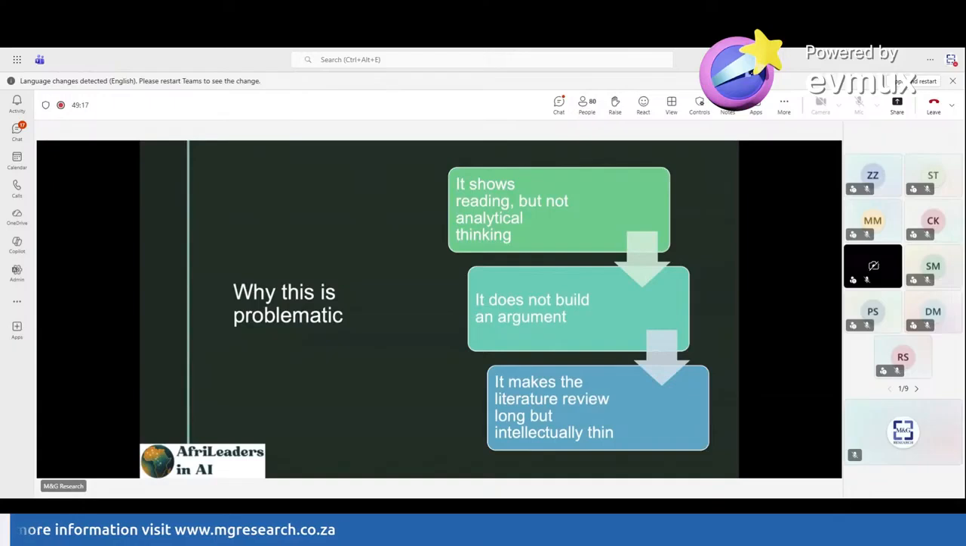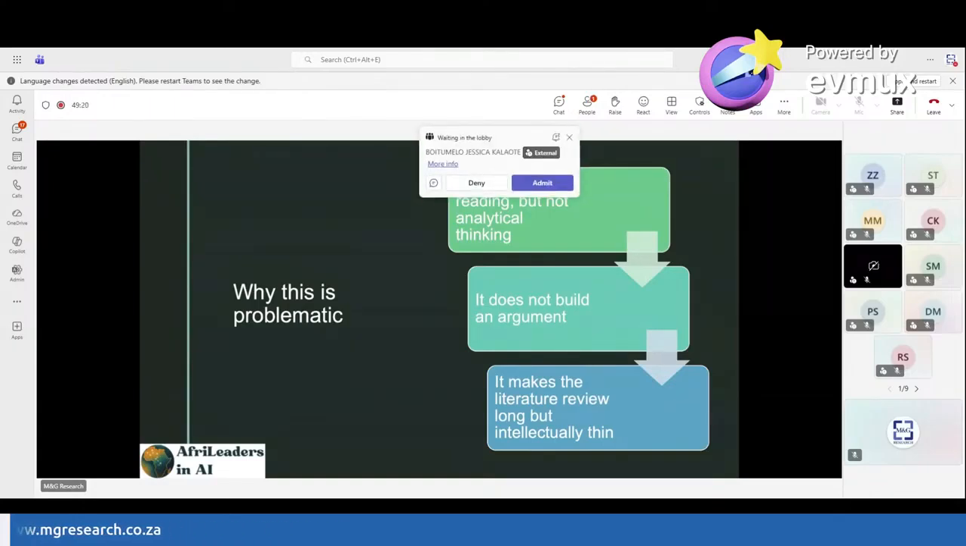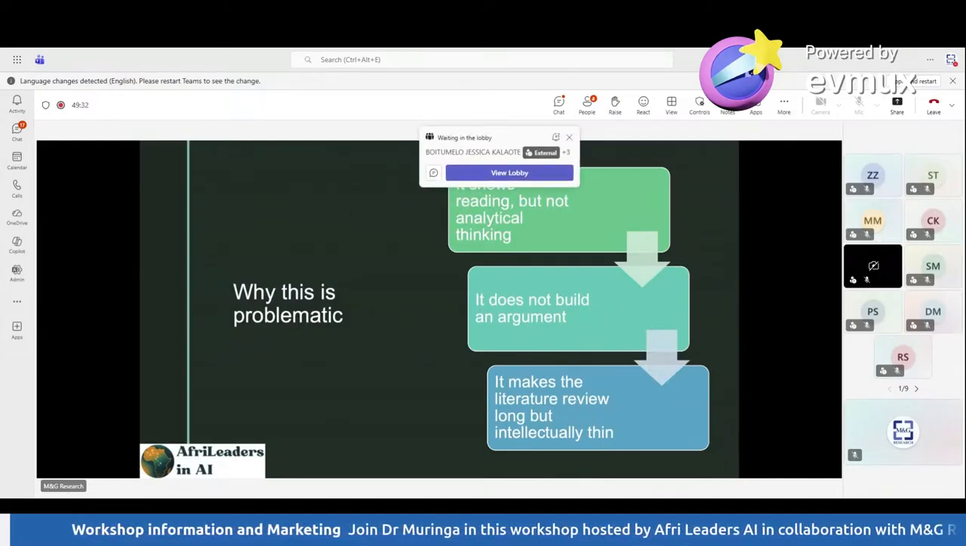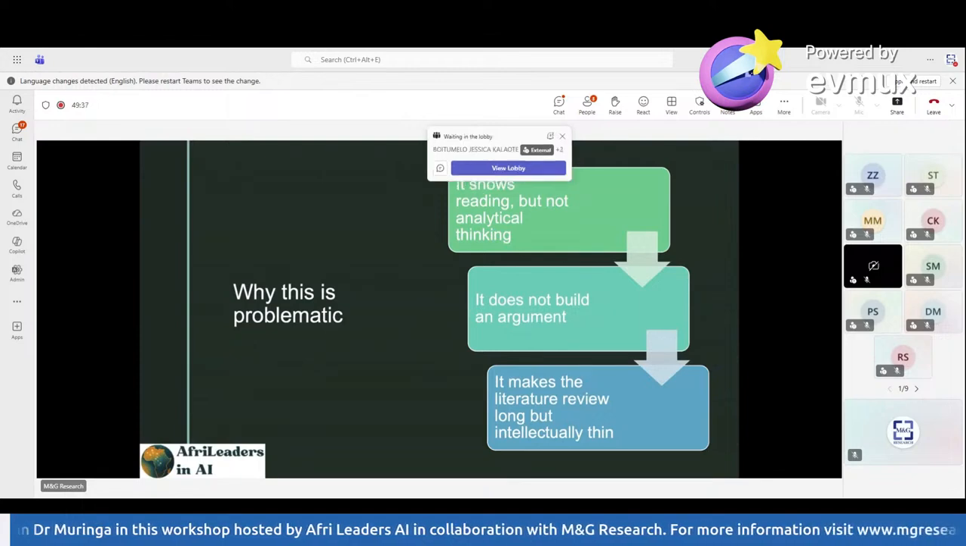And I'm going to demonstrate that when you are writing a literature review for a thesis or a dissertation, you are basically using the literature that you're reviewing to push towards the argument of your paper. You're pushing the argument of your research through the lens of what has been done.